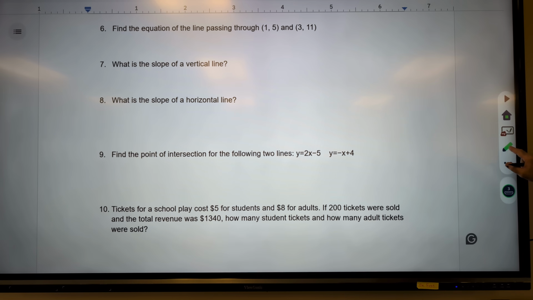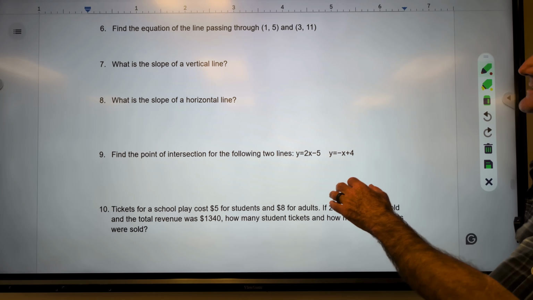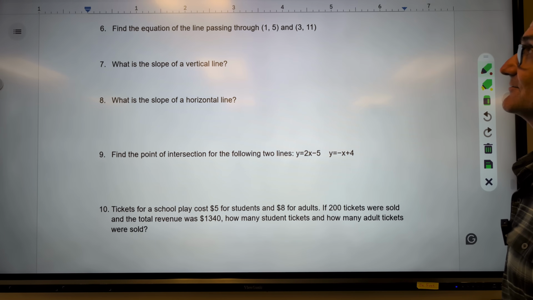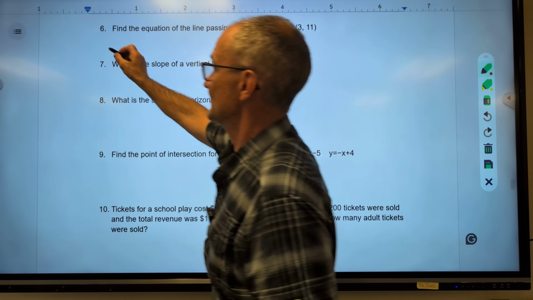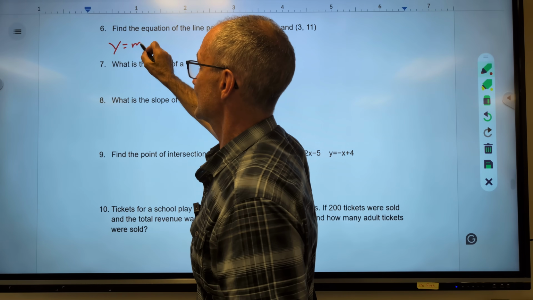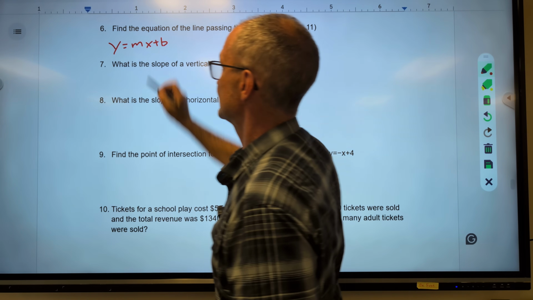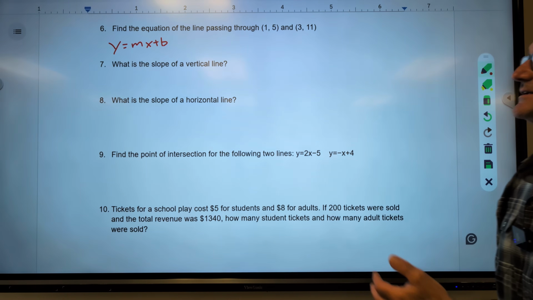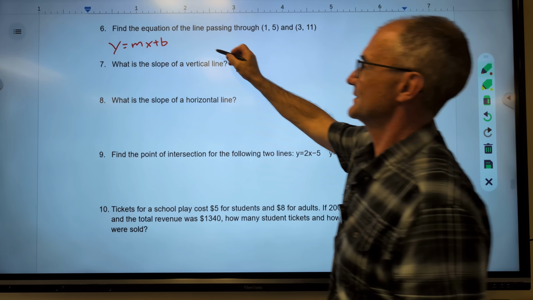This one right here is a little trickier. Find the equation of the line passing through (1, 5) and (3, 11). So I need a road map. That road map is y = mx + b. I have to find the slope first. That's going to be m.